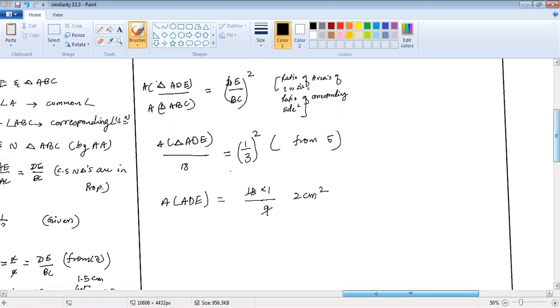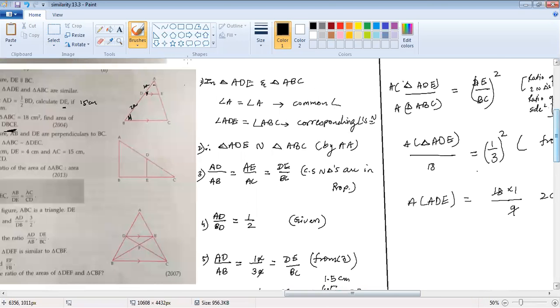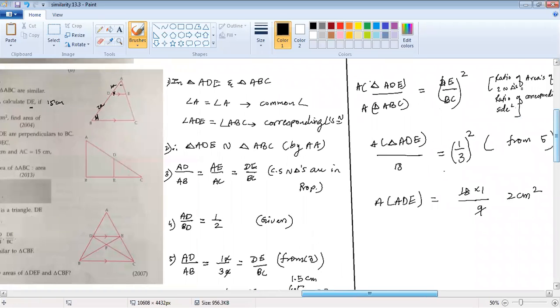Now understand student, what is given in the sum? The area of triangle ABC is given as 18 centimeters square. And we just calculated the area of triangle ADE is 2 centimeters square. So what will be the area of the trapezium? We have to simply subtract it. This whole is 18, the upper one is 2. So what will be the area of this remaining portion, that is called a trapezium? It would be 16 centimeters square. So we can simply write it down.